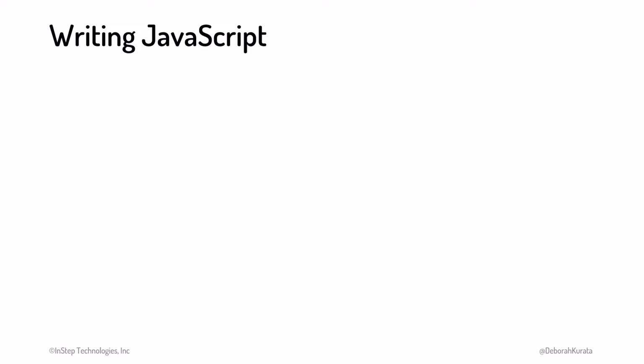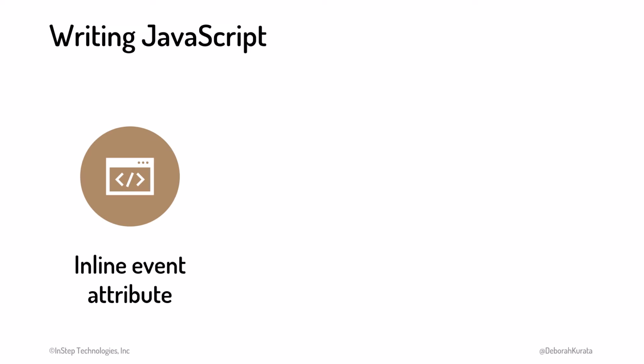As we saw in the prior clip, there are 3 places to write our JavaScript code. We can add JavaScript in line with the HTML element using an event attribute. This makes it clear which element and event the code is for. But using the event attribute mixes the page structure and content with the JavaScript code, and it makes it more difficult to maintain that code.